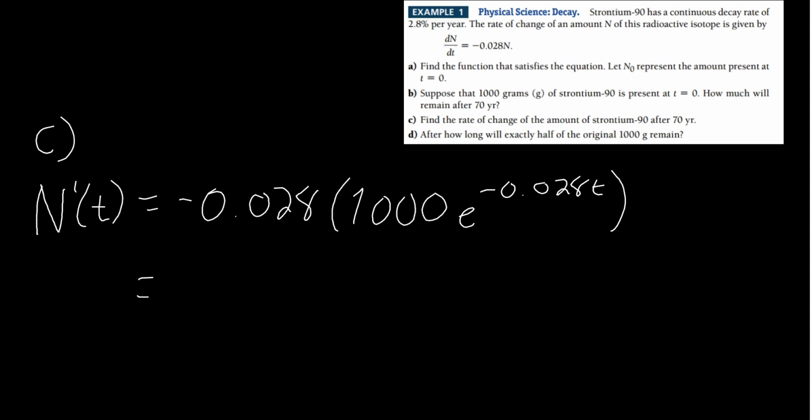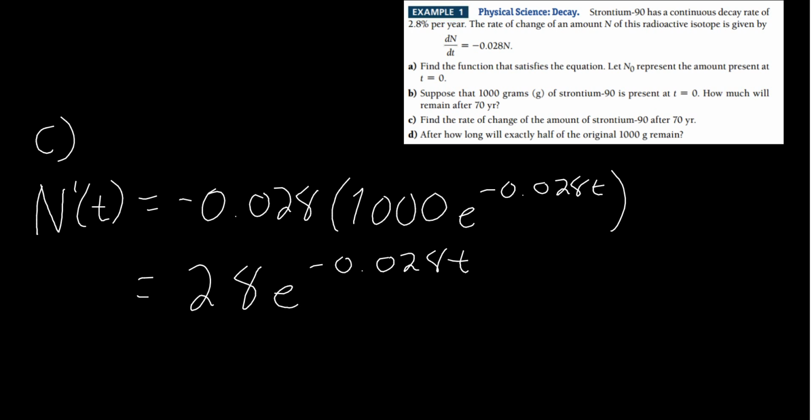So we've got 28 e to the negative 0.028 t. And that is our rate of change. That is our derivative. So with that derivative, with that rate of change, we are now able to complete the problem. So we found the rate of change. Now we need to figure out how fast it is decaying after 70 years. Again, that is the rate of change.